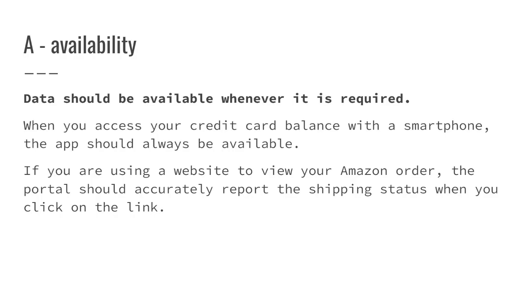If, for example, you're using your smartphone to look at your credit card balance with an app, that should be working when you try to access your credit card data. If you go to a website like Amazon and click on a link to see the status of your order, has it been shipped, where it is in the shipping process, that should be available as soon as you click on the link. It should tell you exactly what's going on, and only you should be able to have it.